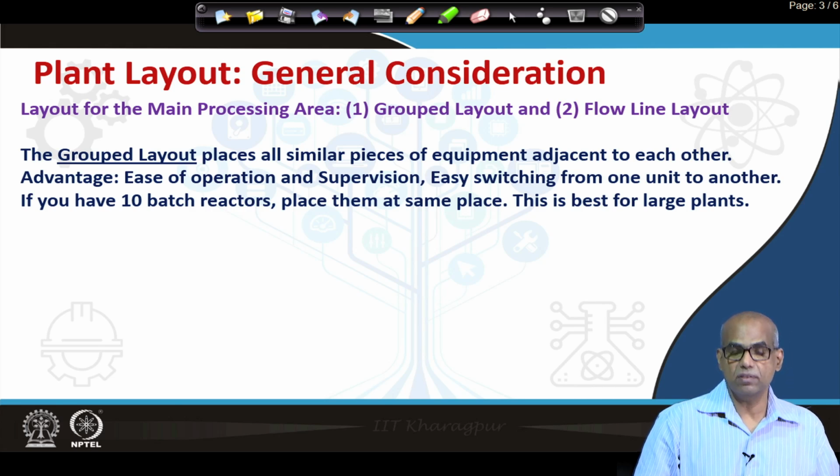Then what will happen is that you will require less number of personnel to monitor these 10 batch reactors. So, monitoring and supervision will be easier, there will be ease in operations if you place all 10 batch reactors in one place. This is a good strategy for large plants.